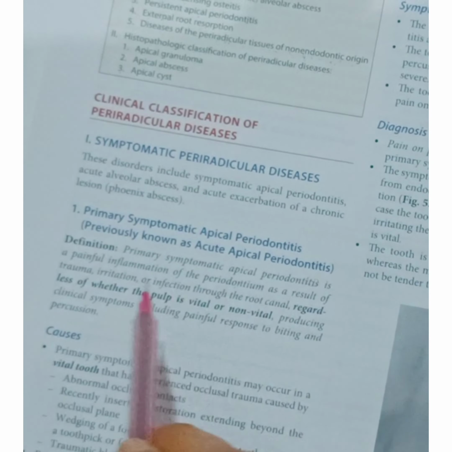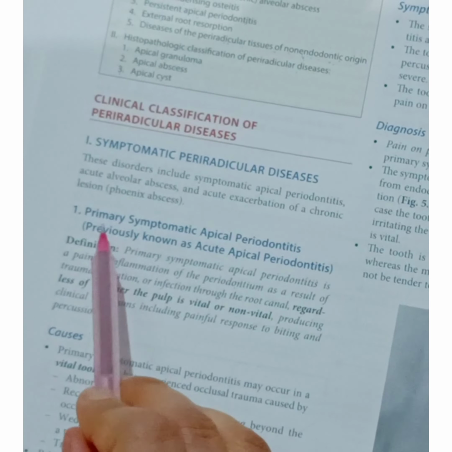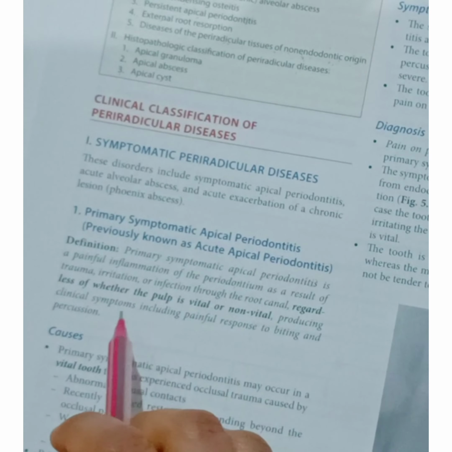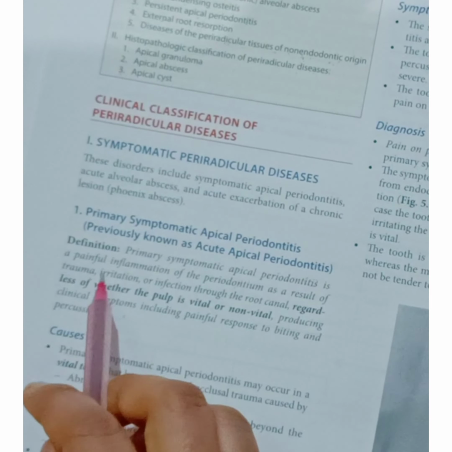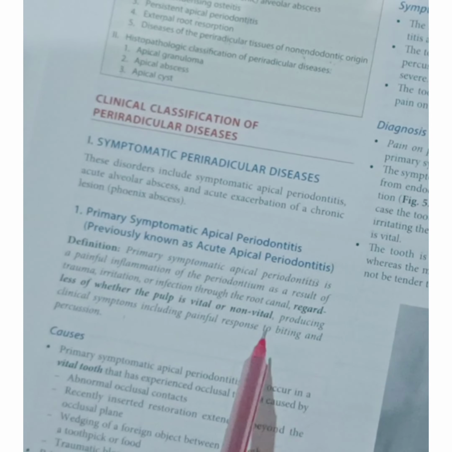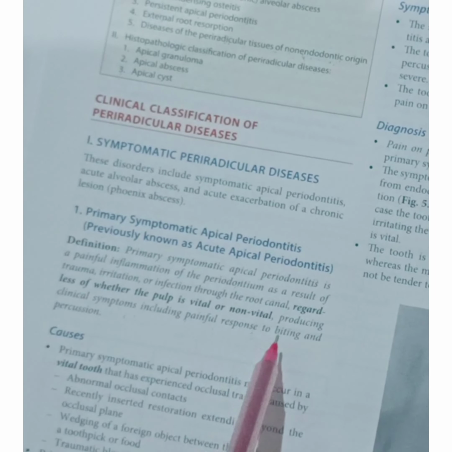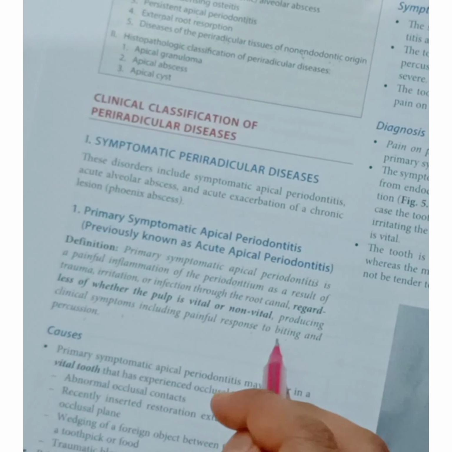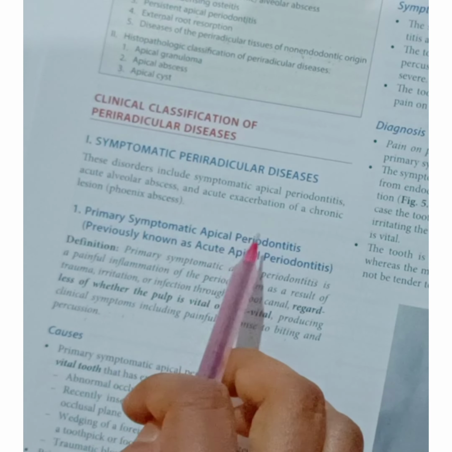Now, regardless of whether the pulp is vital or non-vital, this means that primary symptomatic apical periodontitis can occur in a vital or a non-vital tooth. Vital tooth mein kab hoga? When there is occlusal traumatism, aur non-vital tooth mein kab hoga? As a sequelae to the pulpitis. So, what does this do? This produces clinical symptoms including painful response to biting and percussion. TOP will be positive and there will be pain on biting. So, this is primary symptomatic apical periodontitis.